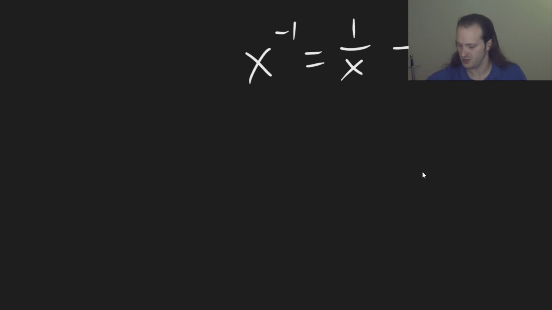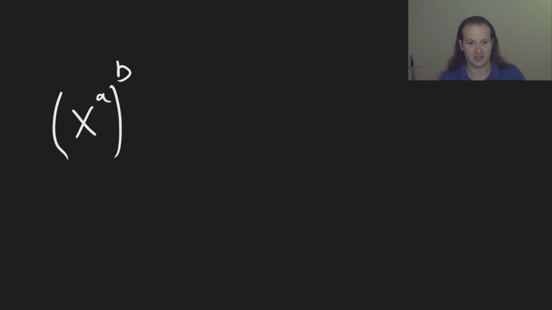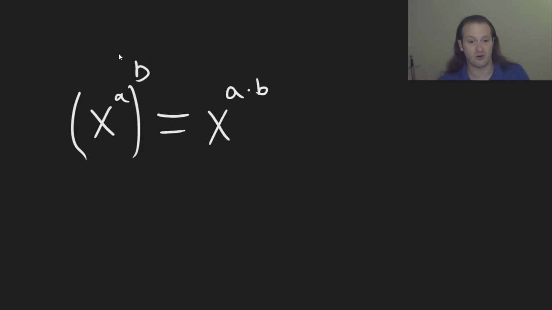A couple other shortcuts. What if we had x raised to the a, and then that was kind of its own entity, and then we raised that to another exponent. A and b could be the same, so it would be x to the a, but this does work if they are different. This shortcut is x to the a times b. So a power to a power, you multiply the powers.